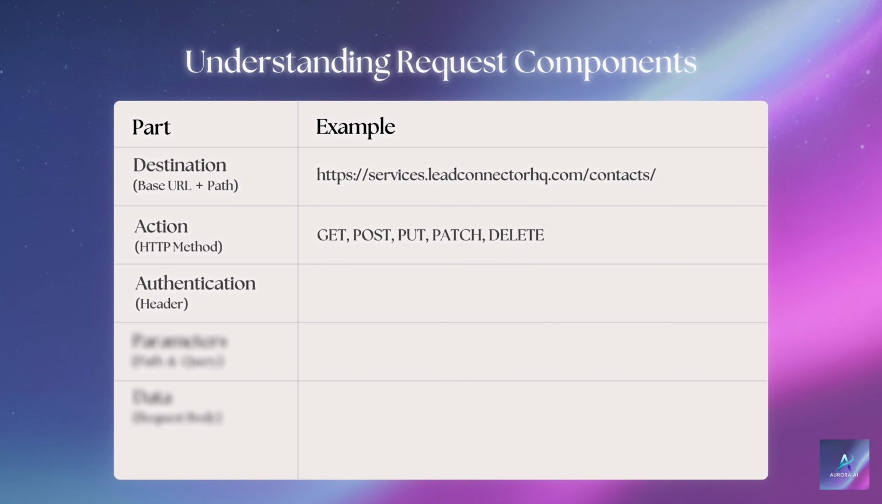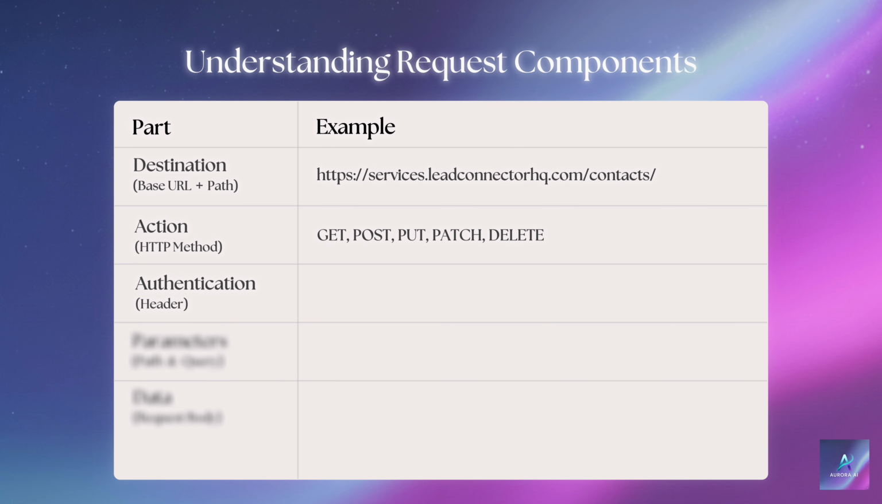Part 3. Authentication, proving who you are. Here's how authentication looks inside a request. Header name: Authorization. Header value: Bearer, your token. That long string after the Bearer prefix is your private token. This information is passed inside the request headers, which are special instructions sent along with every request.